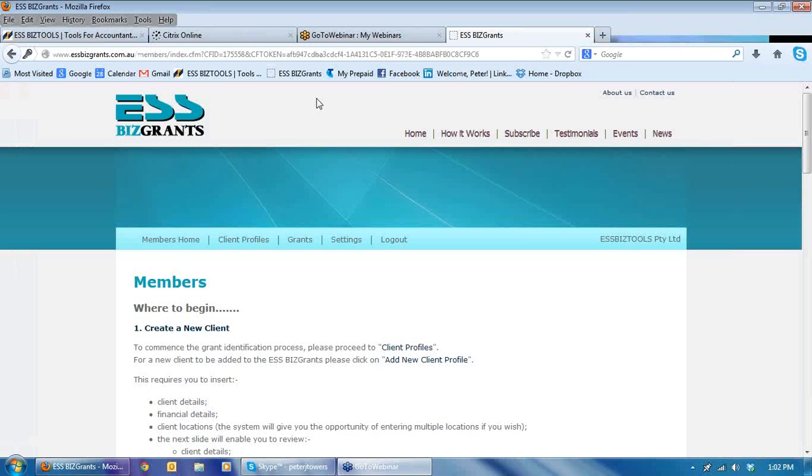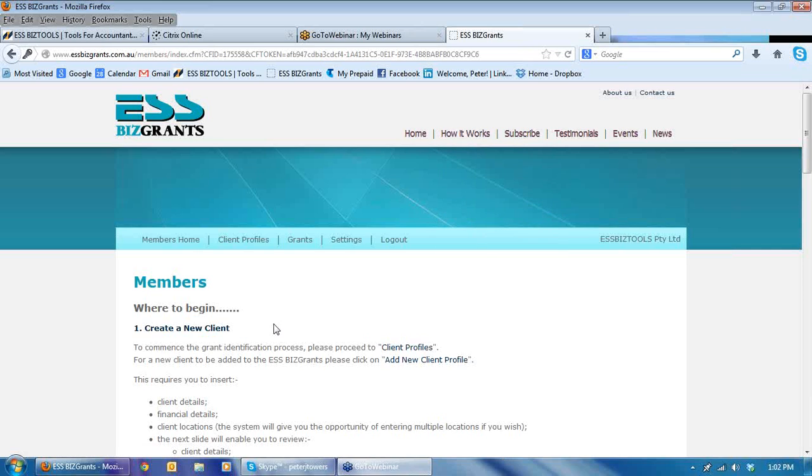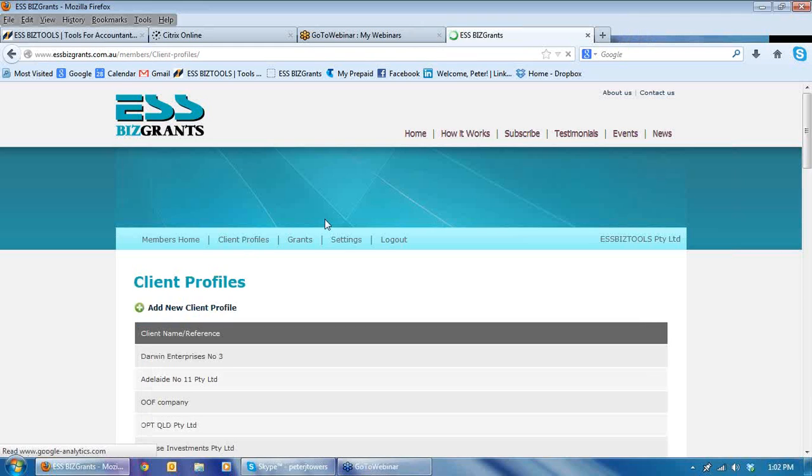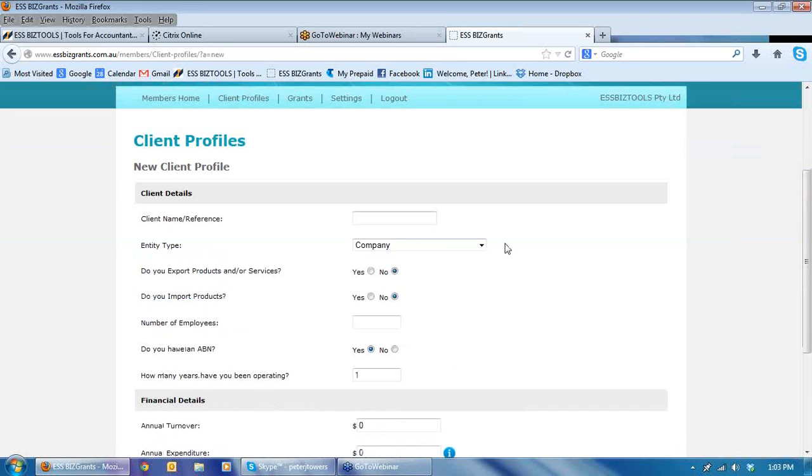So when you first go to the website, you will see that there's some material there explaining how the system works in case studies. But obviously you are a subscriber, so we can go straight through. So the first area you need to be concerned about is a client profile. We'll bring up a blank profile just to start with. Now within the client profile you need to insert the name of the client or a reference number.